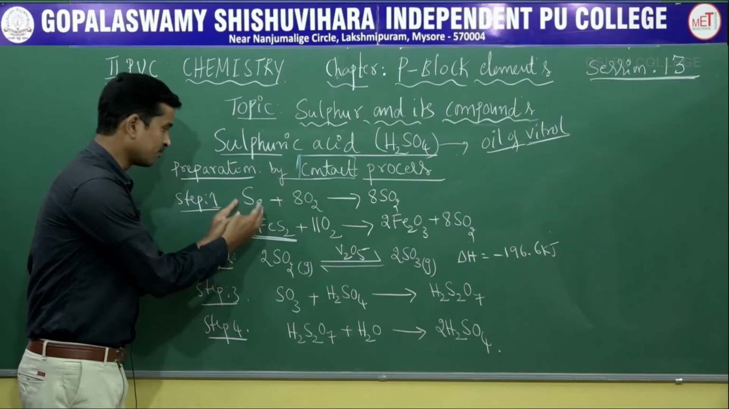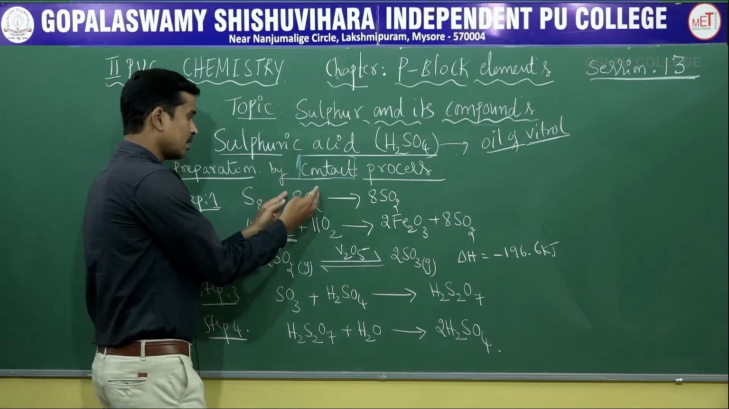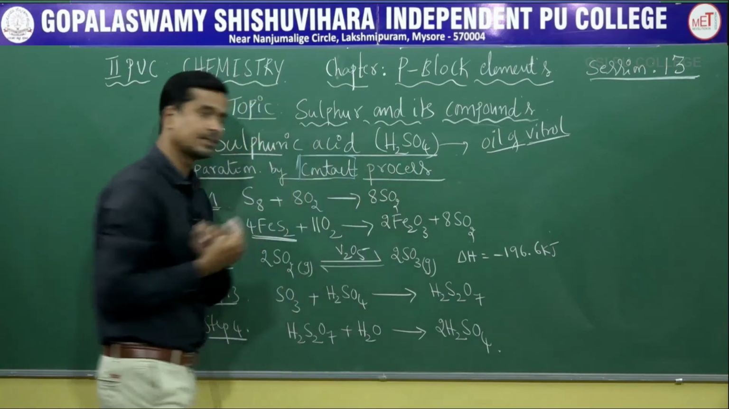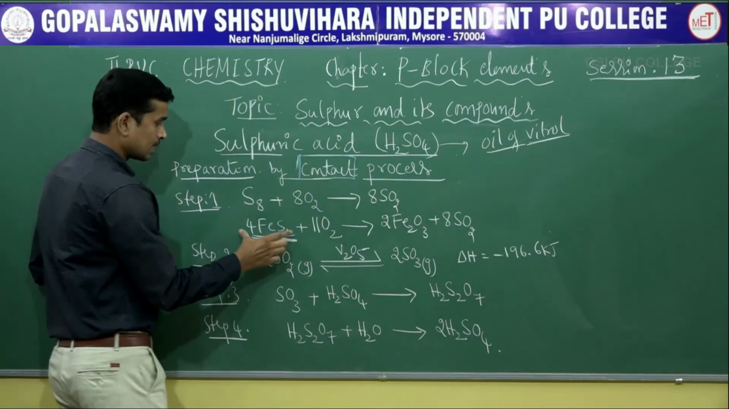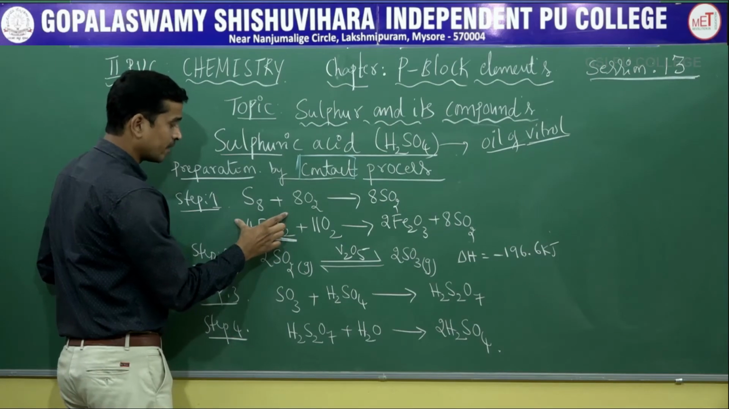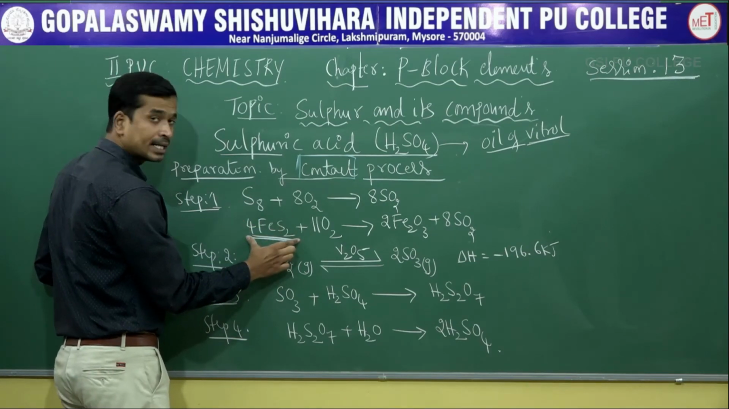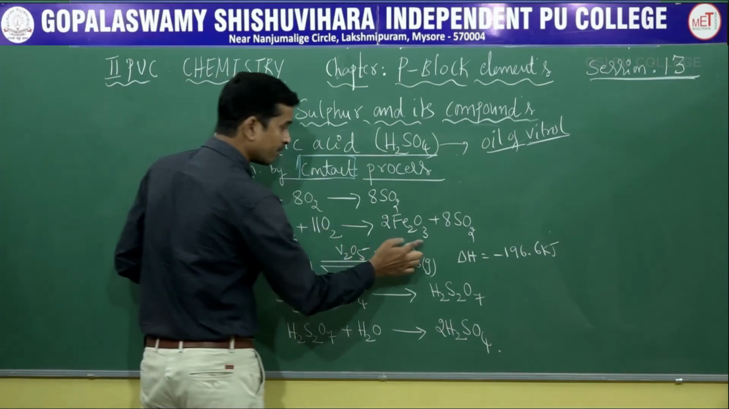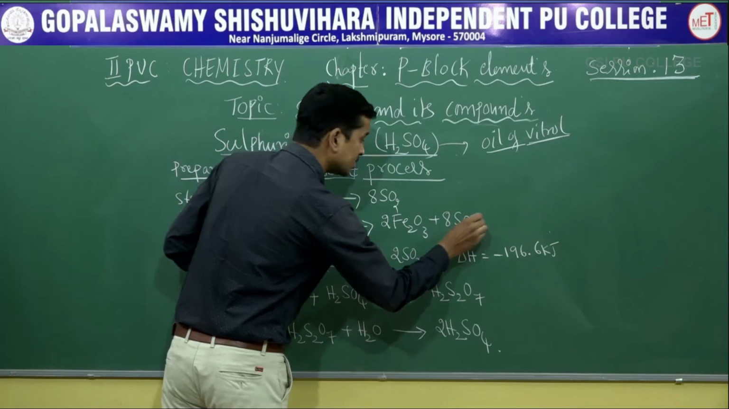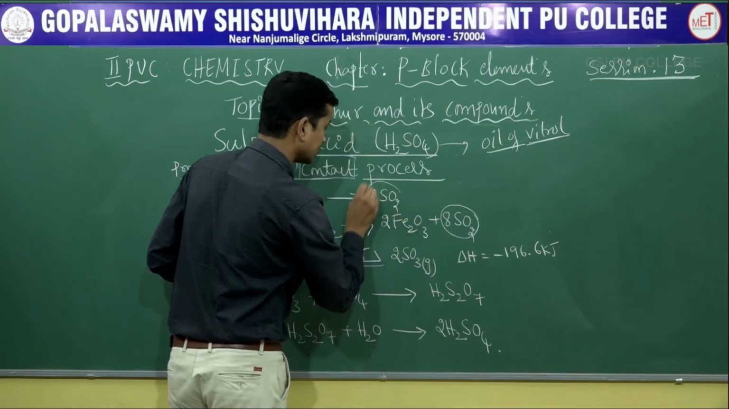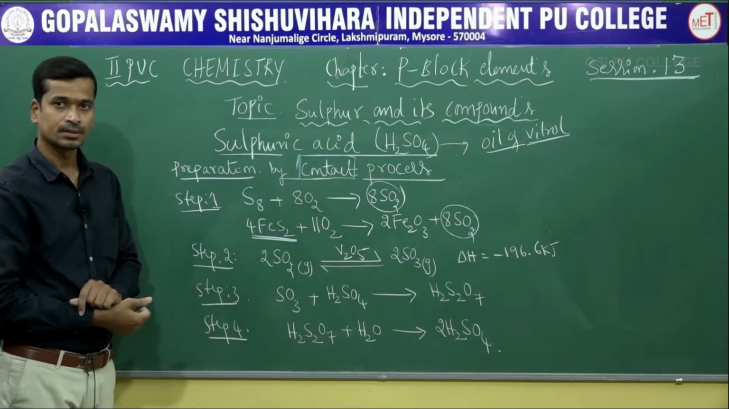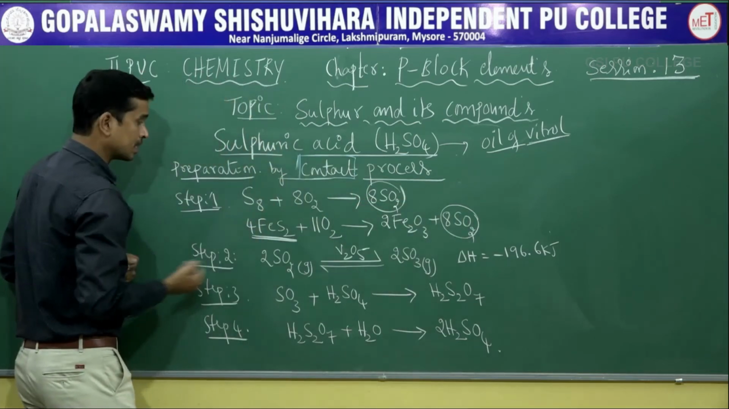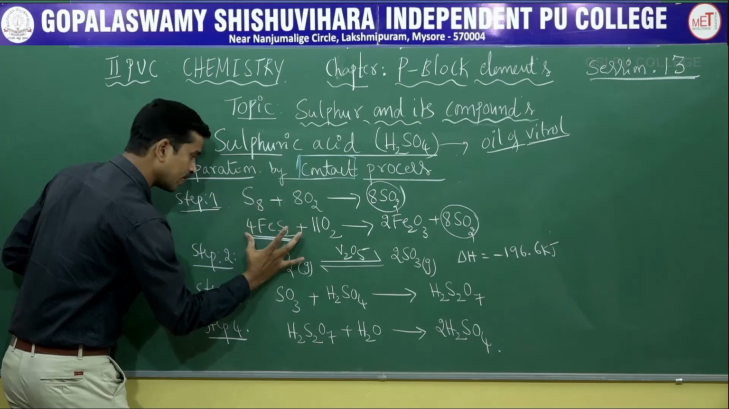S8 sulfur undergoes an oxidation reaction with oxygen to give sulfur dioxide. Or some sulfide ores, iron pyrites, FeS2, react with oxygen to give ferric oxide and sulfur dioxide. That is the first step. What is important in the first step? You get sulfur dioxide by using sulfur or sulfide ores.